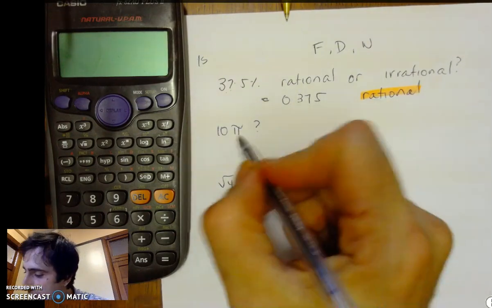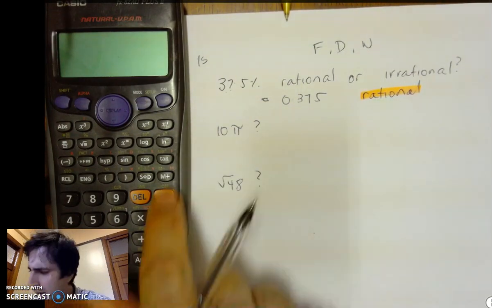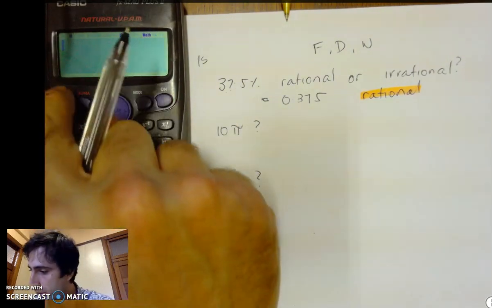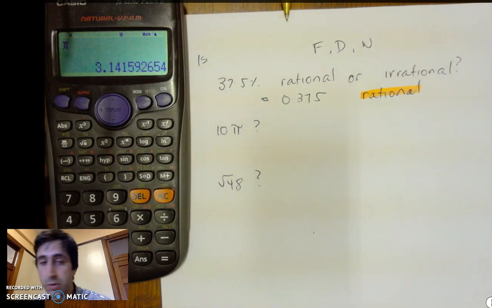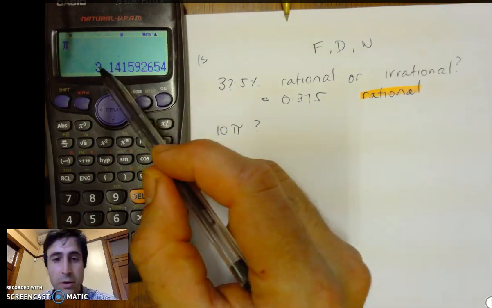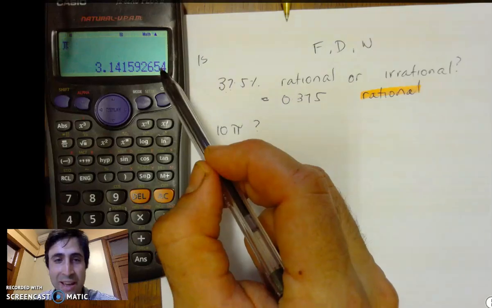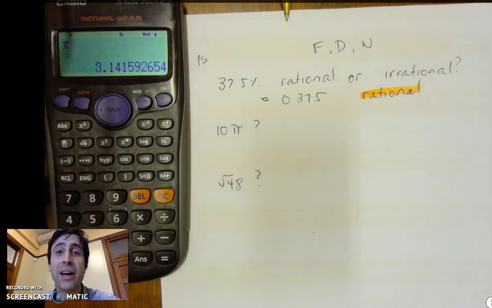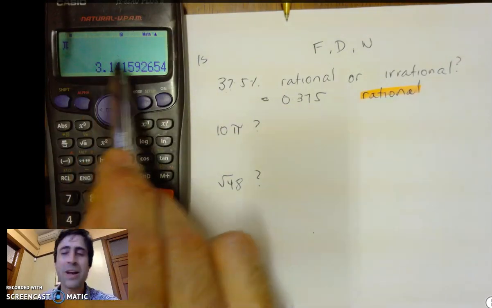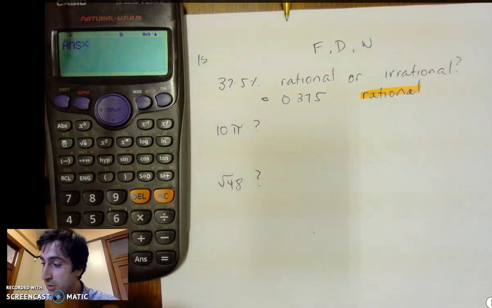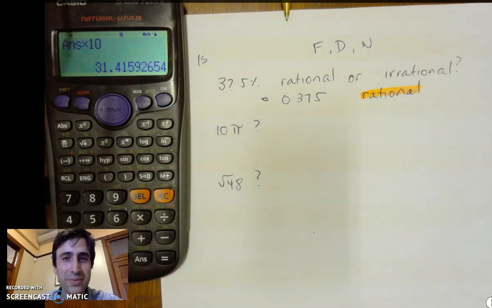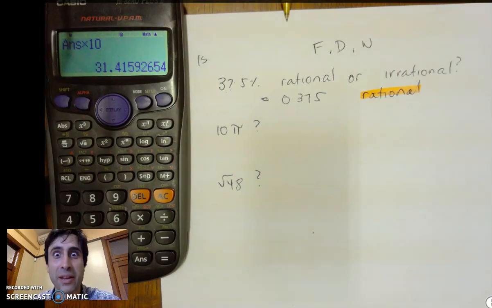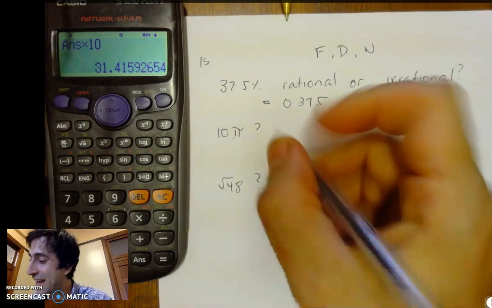Whereas, let's have a look at 10 times pi. Now, what's pi again? Let's just use our calculator. Shift pi equals. We see that that number goes on and on and on. There are people in the Guinness Book of World Records who can remember hundreds of thousands of decimal places of pi. And so pi never ends. So if I do 10 times that number, well, it's just 10 lots of an irrational number, a number that never ends, and therefore 10 times pi is absolutely irrational.